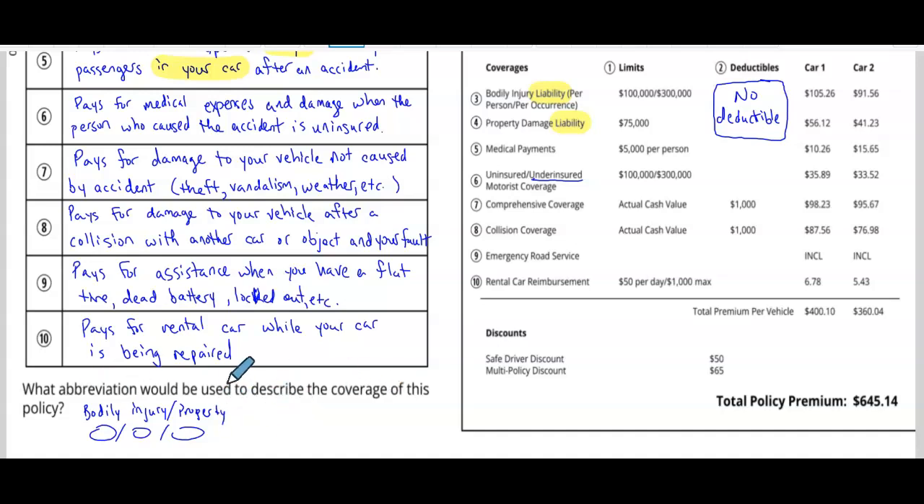So what it's describing is the liability component of your insurance policy. So this is going to be 100, 300, 75. That's the way you would describe this policy. The 100 is the bodily injury you cause to other people per person. The 300 is the bodily injury you cause to other people per accident, and this is in thousands, 100,000, 300,000. And 75 is how much will be covered in property damage, 75,000. So it's all liability.